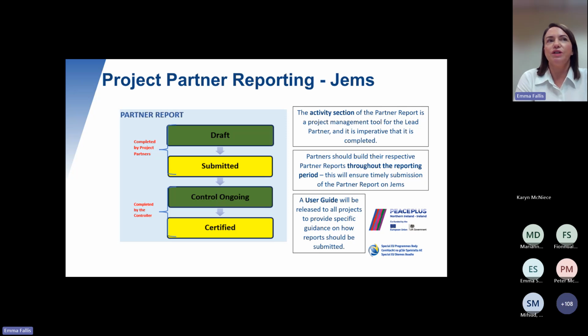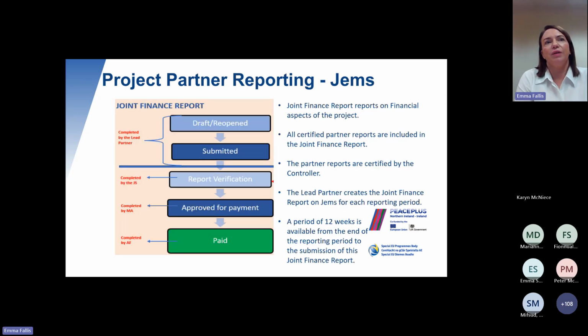So at that point, if you're a project with a lead partner and 5 partners, you will end up with 6 certified partner reports. So the next step when you have your 6 certified partner reports is the responsibility of the lead partner. The lead partner is responsible for creating a joint finance report. So the joint finance report reports on all the financial aspects of the project. It's going to include all certified partner reports for all partners. And they have already been certified, as I said, by the controller.